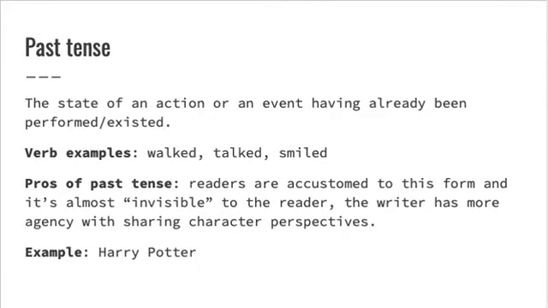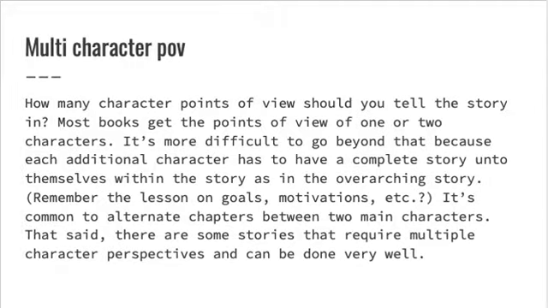Past tense, the state of an action or event having already been performed, existed. Verb examples: walked, talked, smiled. Pros of past tense: readers are accustomed to this form and it's almost invisible to the reader. The writer has more agency with sharing character perspectives. Example, Harry Potter. Multiple character point of view.